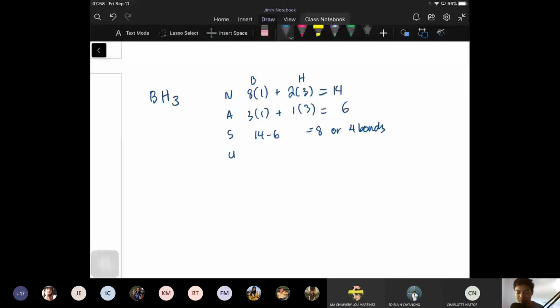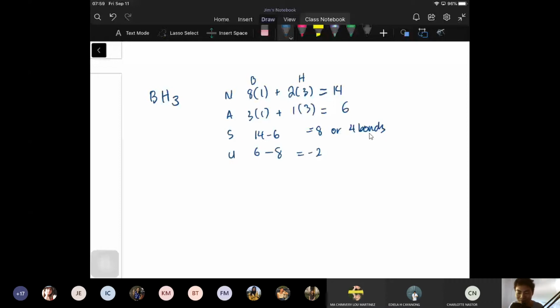Tignan nyo. Nagkakagulo na yung NASU rule natin. 6 minus 8 equals negative 2. Hala, may negative na lone pair. Di ba? So, mapapansin nyo, when you do the NASU rule for this molecule, na alam natin na mag-violate ng octet rule, tignan nyo, magkakagulo yan. You will have a negative lone pair. Imposible yun. Tapos, tignan nyo, you have 4 bonds.